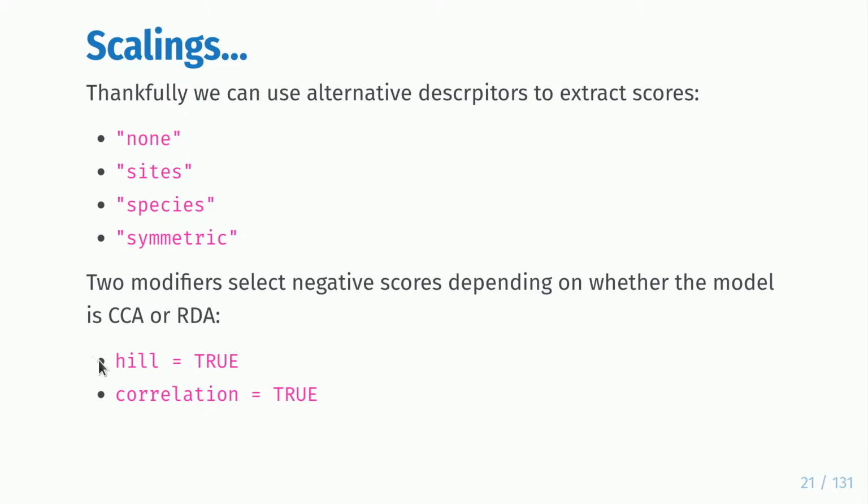So if you've done CCA, you can get hill scaling by passing in hill equals true when you extract the scores. Or if you've done an RDA, then you can pass in correlation equals true, and you get these correlation-based scores. And what they are is if you've just fitted your model and you didn't scale the responses, you didn't do scale equals true, then the species that are most abundant and have got the bigger values will tend to dominate because they have the largest variances and covariances. And normally what you would do there is you would use scale equals true to turn them into correlations rather than covariances. But if you don't do that, you can still get some sort of standardized scores out by using this correlation equals true.